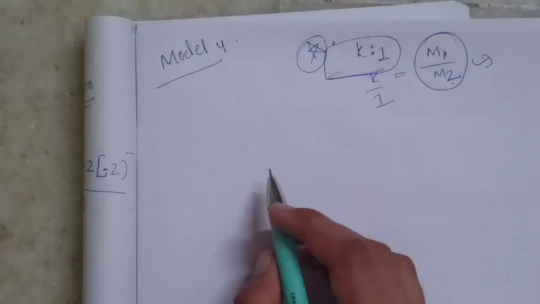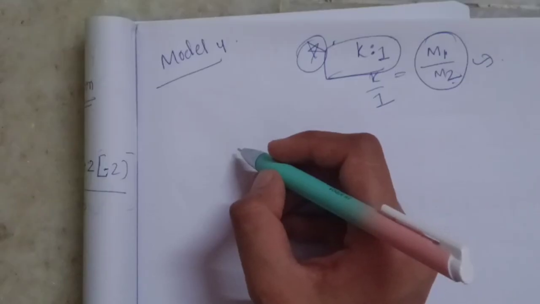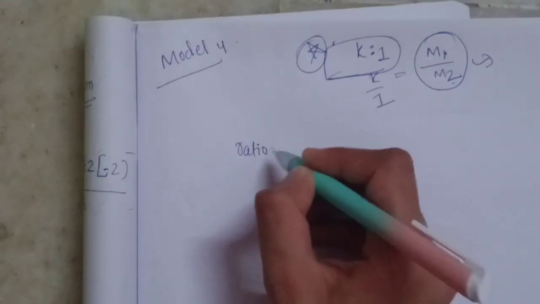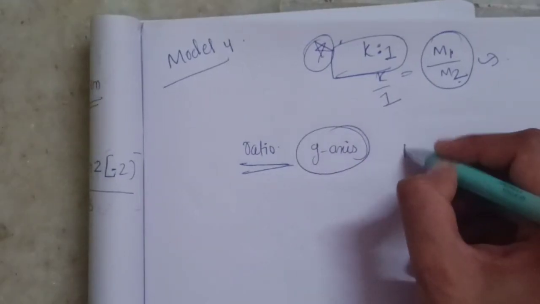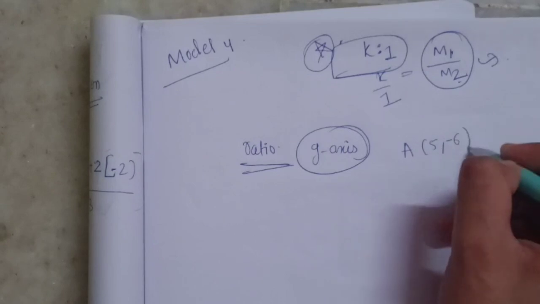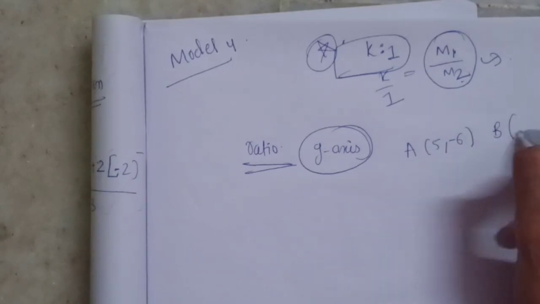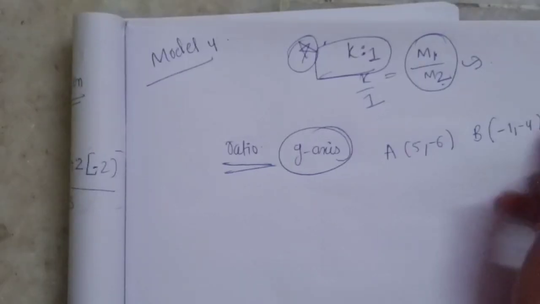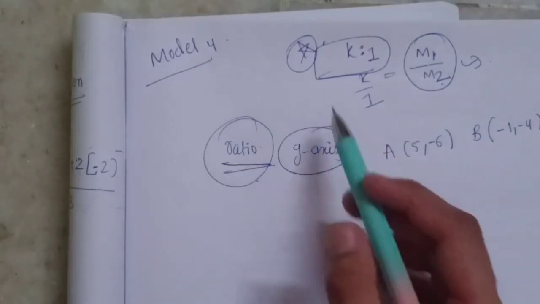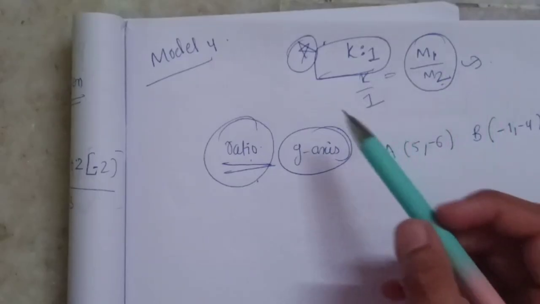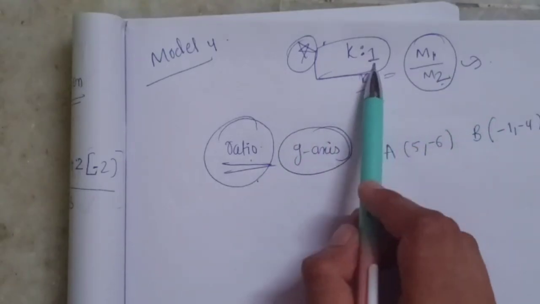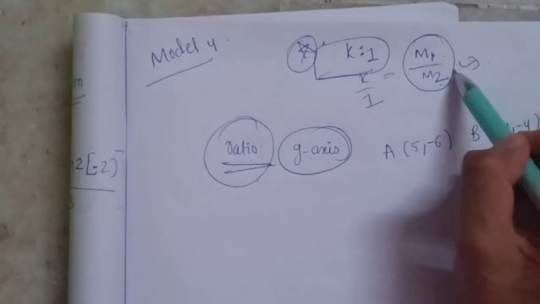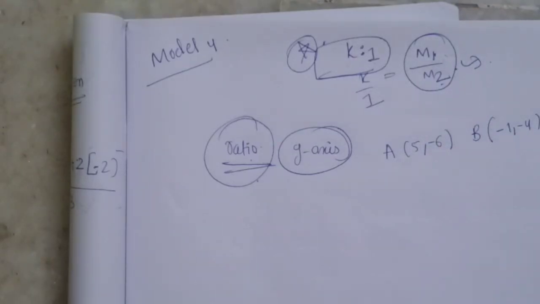Okay, now we should find the ratio in which the y-axis divides the point A of coordinates 5 comma minus 6 and point B of coordinates minus 1 comma minus 4. So we should find the ratio. We should assume it as k is to 1, just to make it easy, calculation friendly. You can assume it as m1 is to m2 also, but it becomes a lengthy process, that's all.